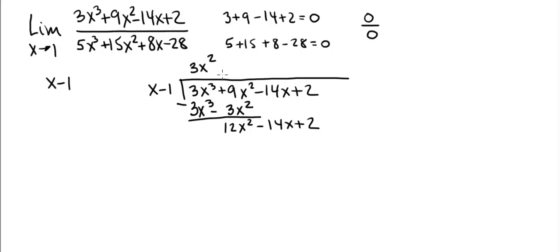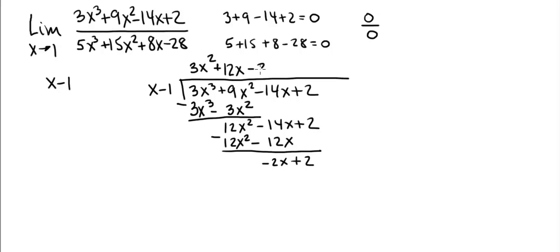Now the leading term is 12x squared. We're going to need 12x to reach it. 12x times x is 12x squared. And then 12x times minus 1 will be minus 12x. Once again, we subtract. And we end up with 12x squares canceling. Minus 14x minus minus 12x is negative 2x plus 2.